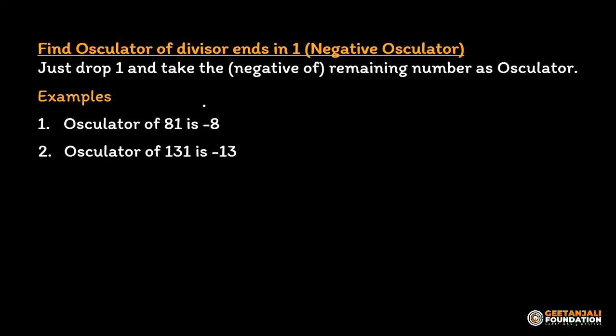Now let's take one more example. Oscillator of 131. This ends in 1. So before 1 there is 13. Negative of 13 is your oscillator.